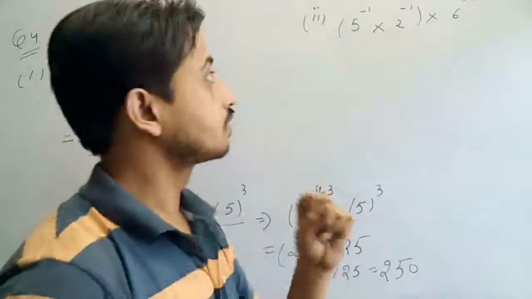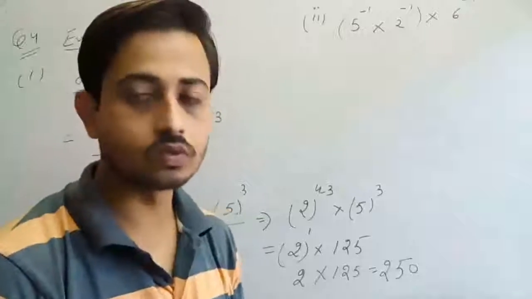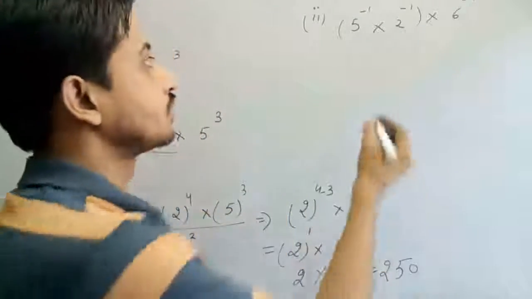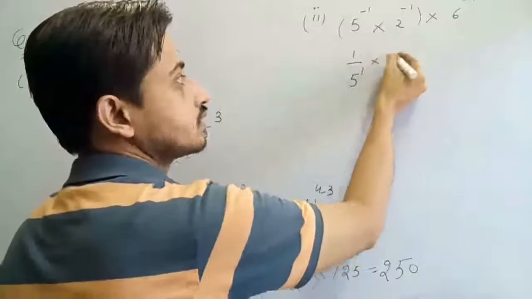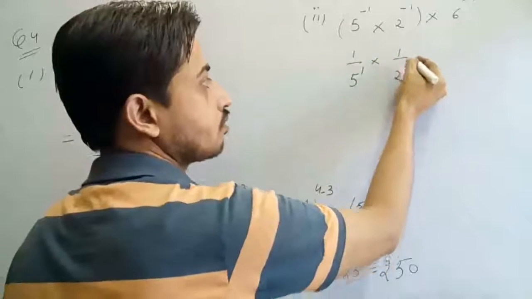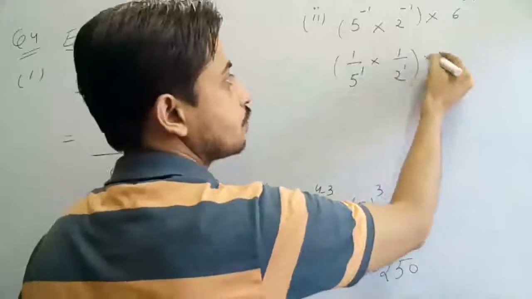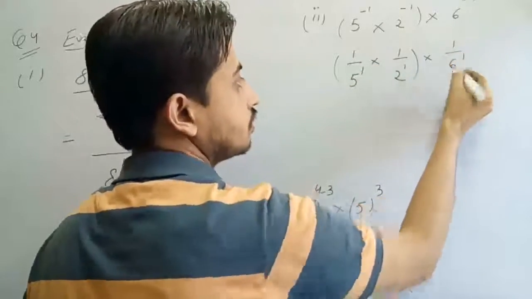Now look at the second part. Again the power is negative, so make it positive. So this becomes 1 by 5 raised to the power 1. This also becomes 1 by 2 raised to the power 1. And this also becomes 1 by 6 raised to the power 1.